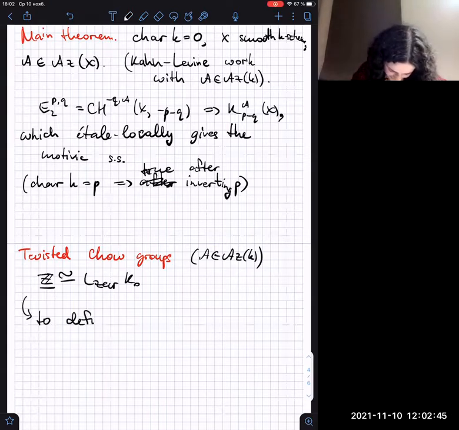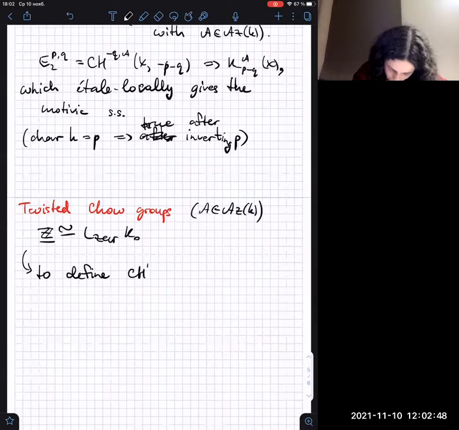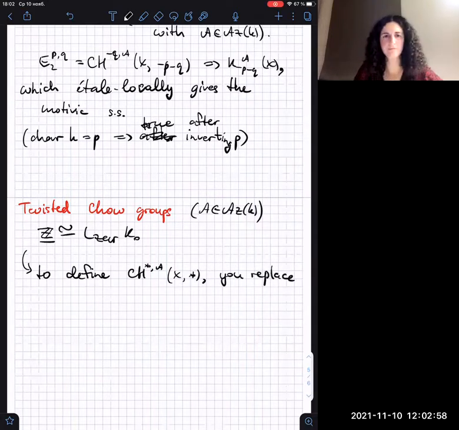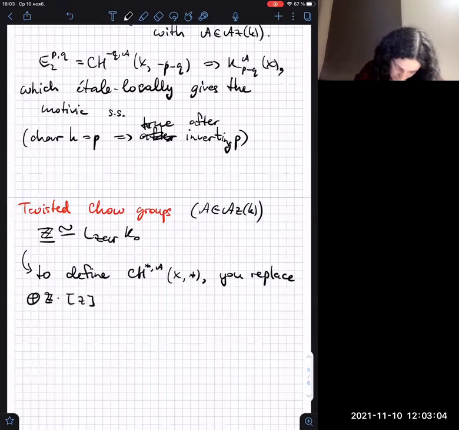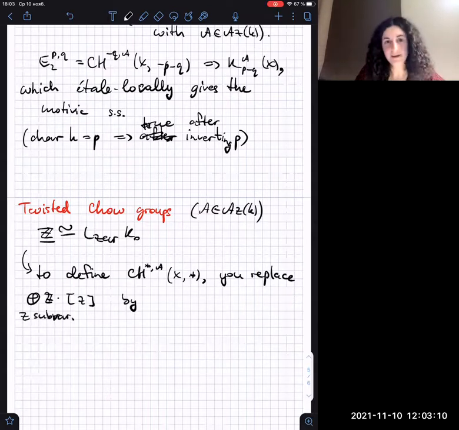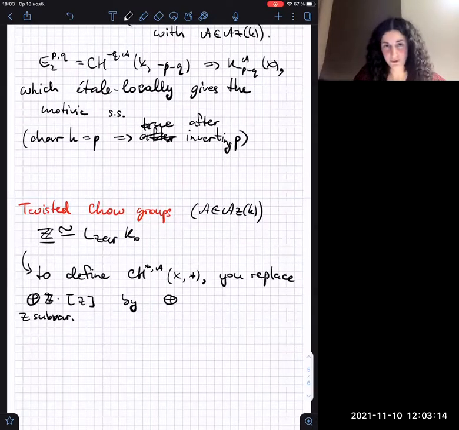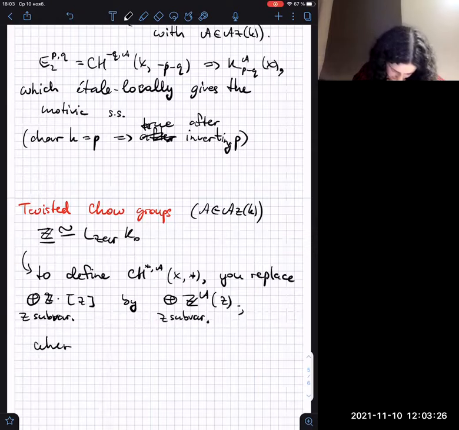To define twisted Chow groups, you replace these free abelian groups on something by the value of twisted integers on Z, on the same subvarieties, where the twisted integers is the sheafification of twisted K_0.